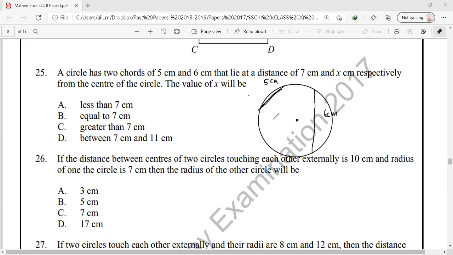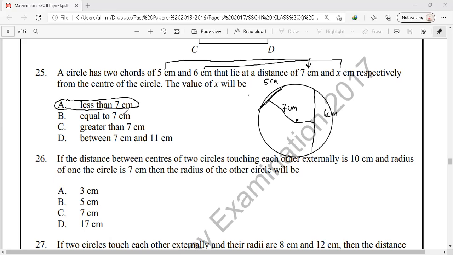So obviously the greater the chord, it would be nearer to the center of the circle. If the chord moves away from the center of the circle, it becomes shorter and shorter. So in the circle, two chords of 5 centimeter and 6 centimeter lie at a distance of 7 centimeter and x centimeter respectively. So the chord of 5 centimeter is at a distance of 7 centimeter, and the chord of 6 centimeter lies at a distance of x. As the theorem states, the greater the chord, the nearer it is to the center of the circle. So this chord is greater than 5 centimeter. This means that the distance of this chord from the center of the circle would be less than 7. So for question number 25, the correct option is option A, that is less than 7.